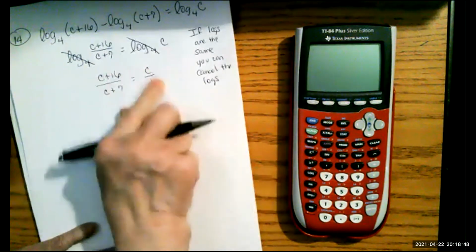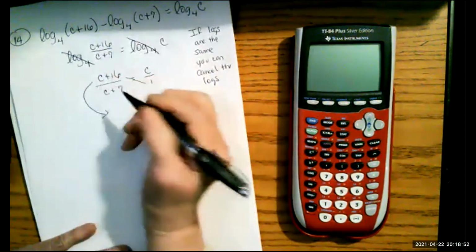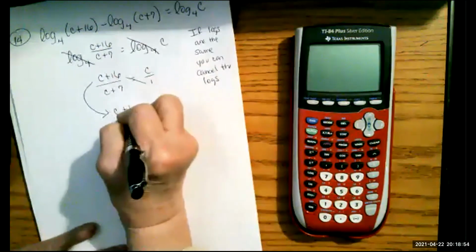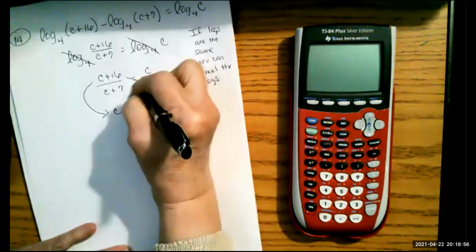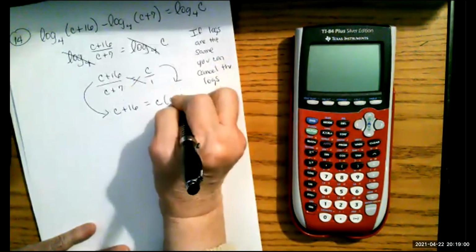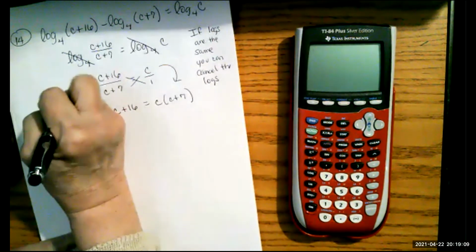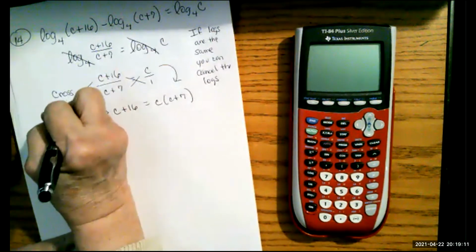Now, this is a proportion, so you can cross multiply. 1 times c plus 16 is c plus 16. And on this side, we're going to have c times c plus 7. That's called a proportion. To solve a proportion, you're cross multiplying. Some of you probably remember doing that.